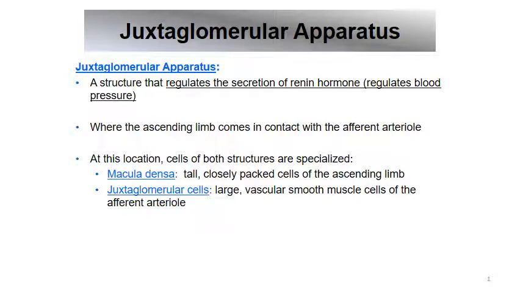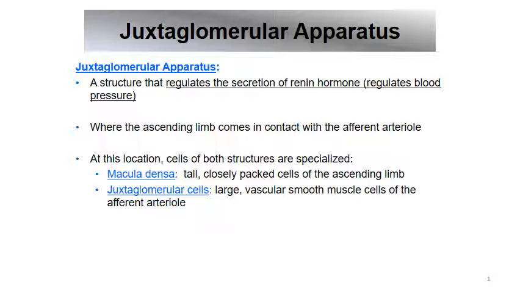Alright, so now we're going to have to talk about the physiology of the urinary system, how the kidneys are actually producing the urine. So we talked a little bit about it before, but here's one thing, the juxtaglomerular apparatus. This is a structure that regulates the release of a hormone called renin. This renin hormone regulates blood pressure, especially if the blood pressure decreases as a result of dehydration or blood loss.